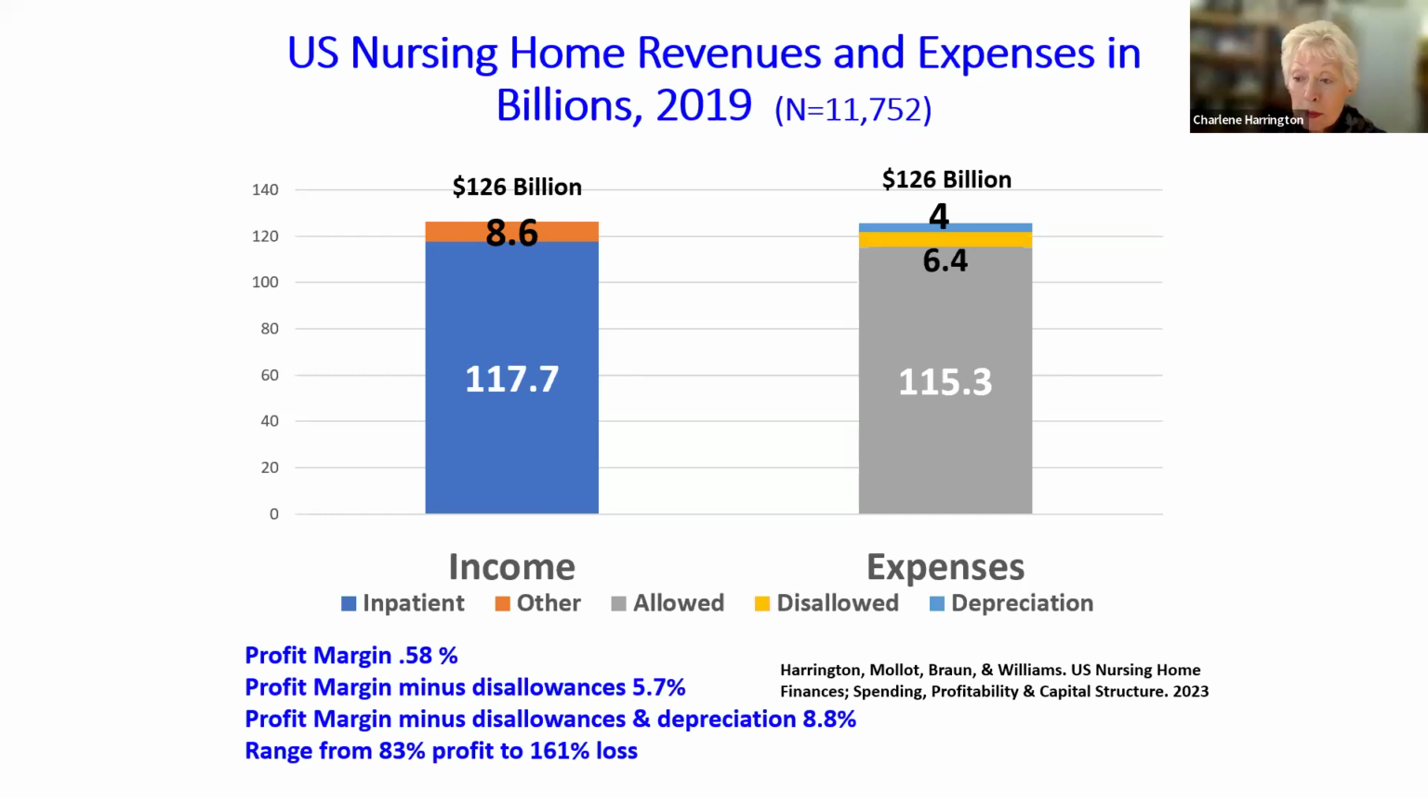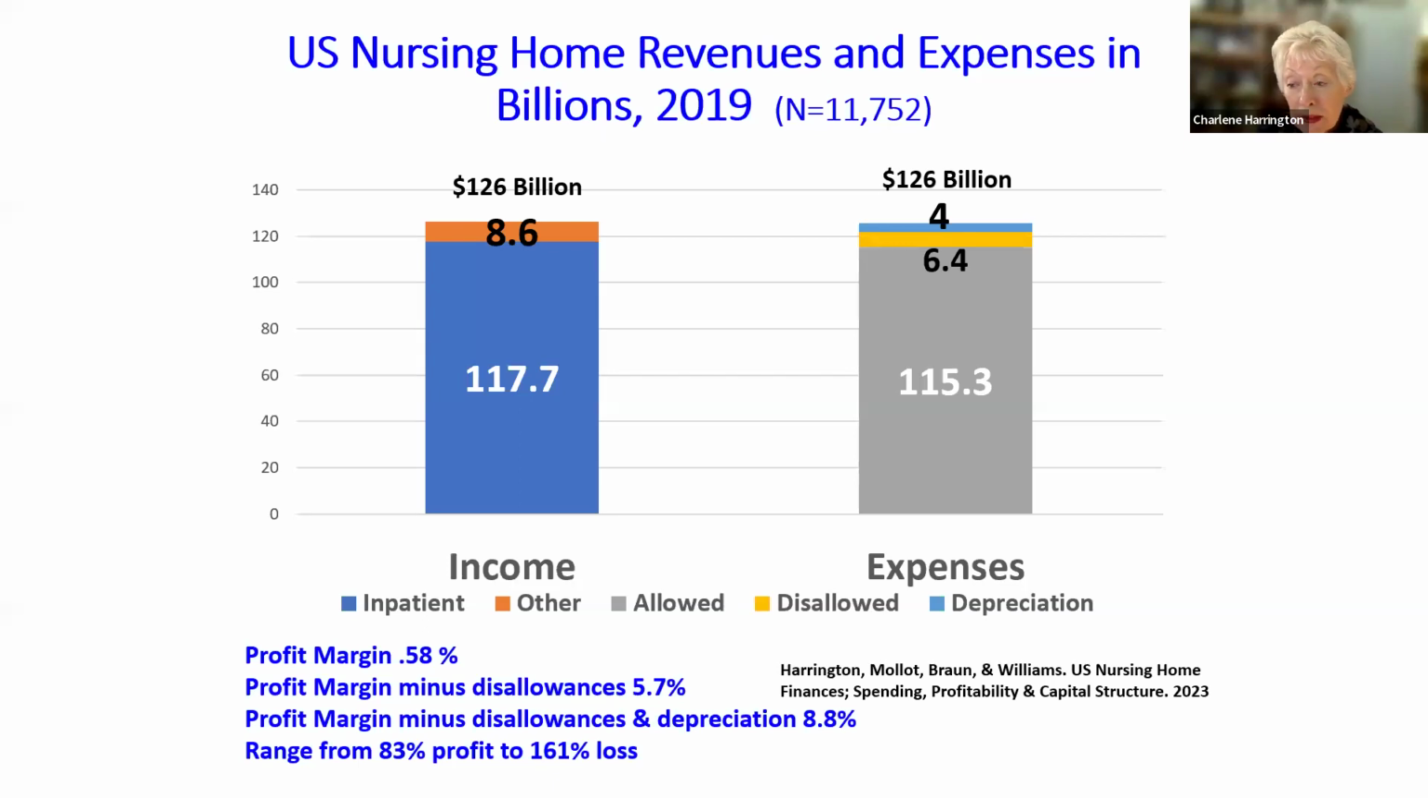Then they also have $4 billion in depreciation. Depreciation is what they can write off on their taxes for wear and tear on their assets. They don't necessarily have to spend that money to buy new equipment or improve the building or whatever. So when we take out the disallowances, they have a profit of almost 6%. If we take out depreciation and disallowances, it's almost 9%.